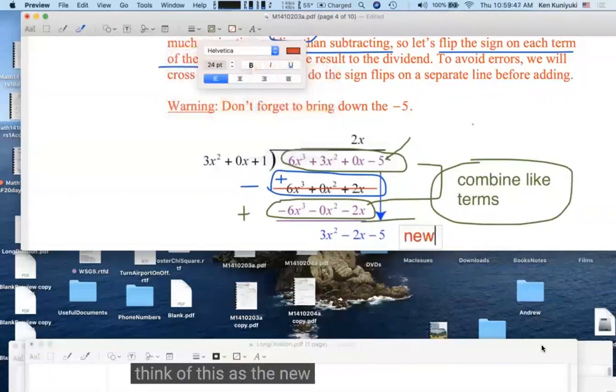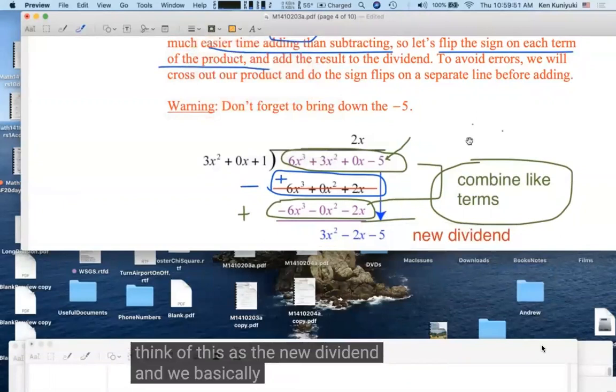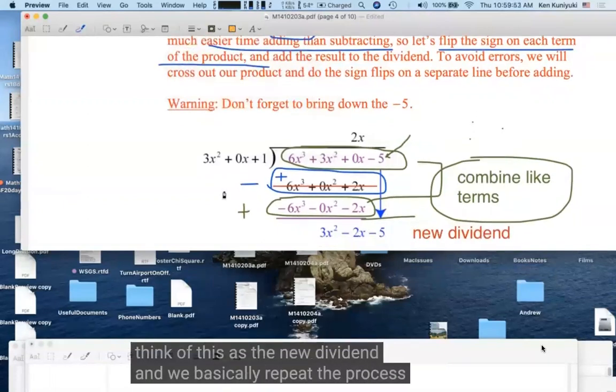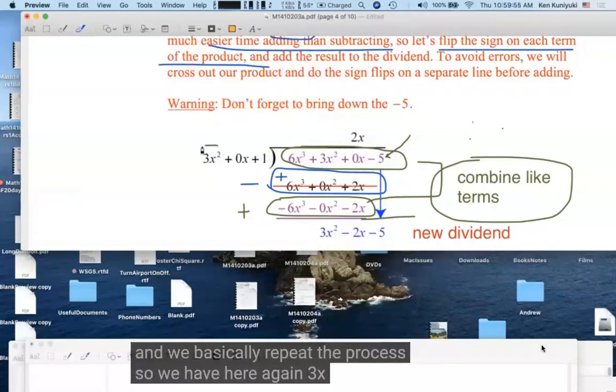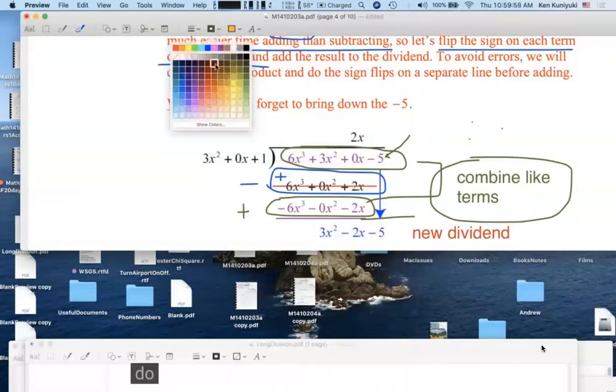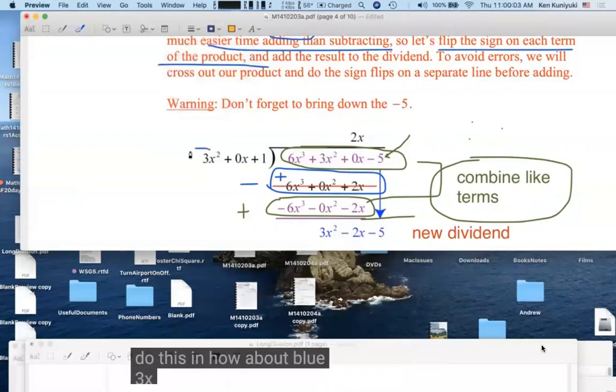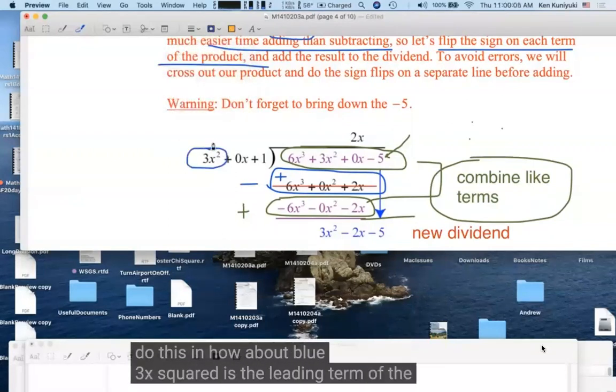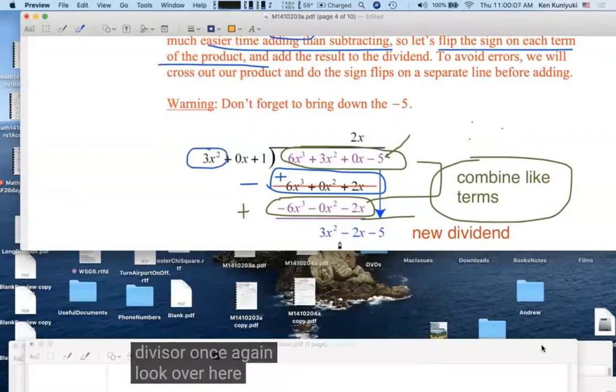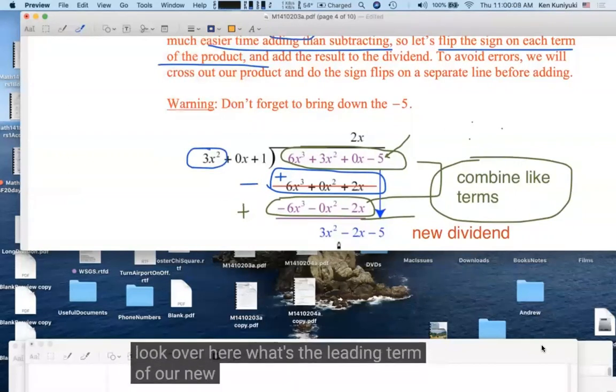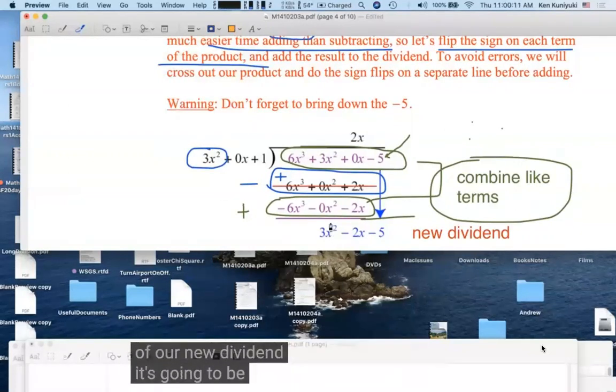Think of this as the new dividend. And we basically repeat the process. So we have here, again, 3x squared. Do this in, how about blue? 3x squared is the leading term of the divisor, once again. Look over here. What's the leading term of our new dividend? It's going to be its twin, 3x squared.